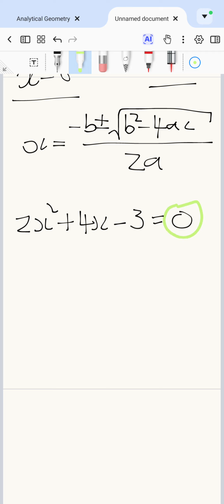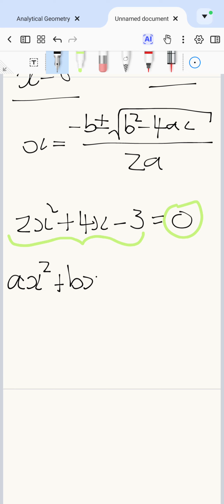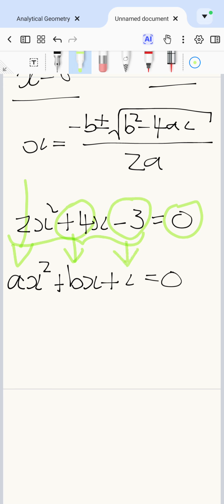So this form that we have over here is called standard form. What is standard form? Standard form is ax squared plus bx plus c equals 0. In order to use our quadratic formula, you need it in standard form. So here you can see that this is your a value, this is your b value, and this is your c value. Make sure it is in descending powers of x: x squared, x, and then your constant.